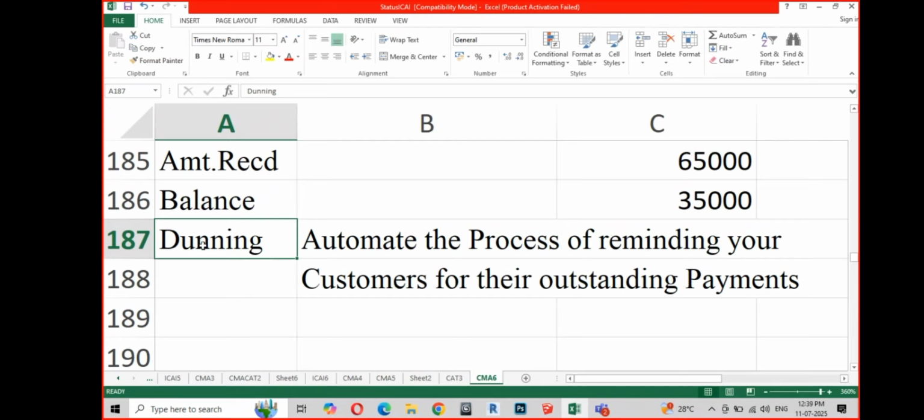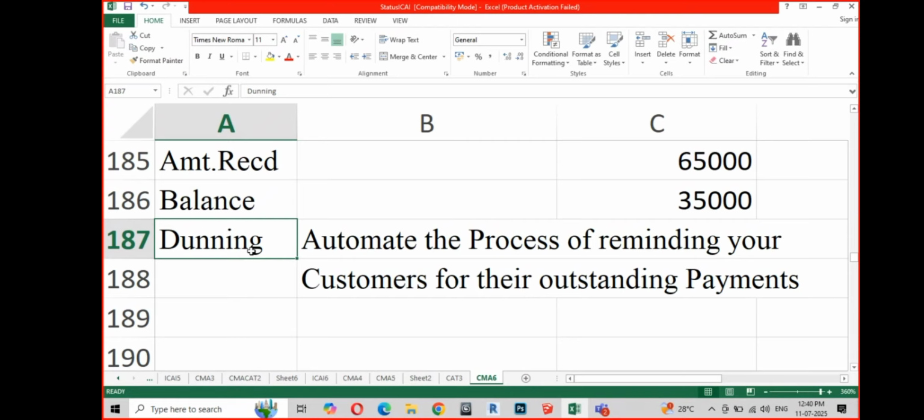Clear? I hope I've answered this point. How this happens is a different process. Dunning also is a similar process to that of your accounts, your automatic payment program. There you are paying the vendors. Here you are reminding the customers of their overdue payments. Here again, the process of dunning is also very, very sensitive.